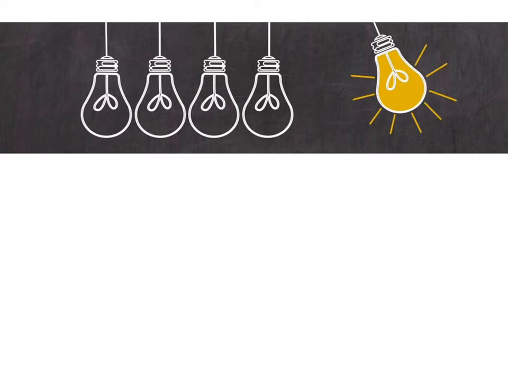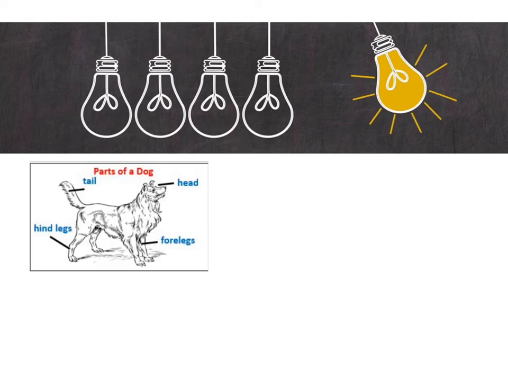Here are some ideas for how you might use diagrams in your writing. Usually diagrams go with non-fiction writing, where we're writing about things that are actually true, but sometimes you might use it for fiction writing. If you were writing a story about an animal, you could draw a diagram that labelled the animal's body parts.